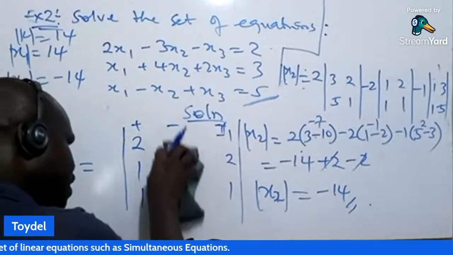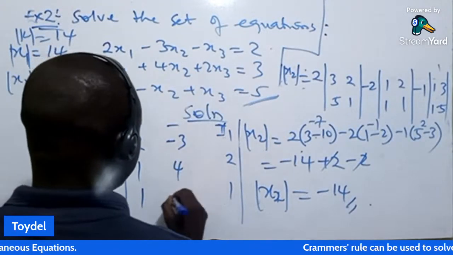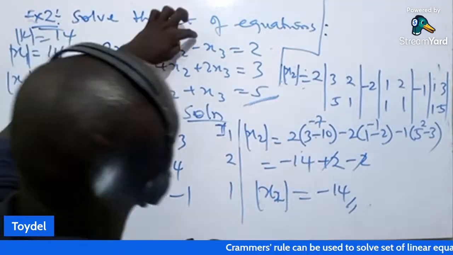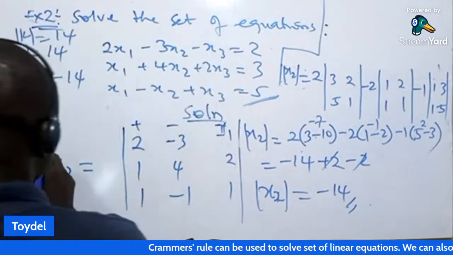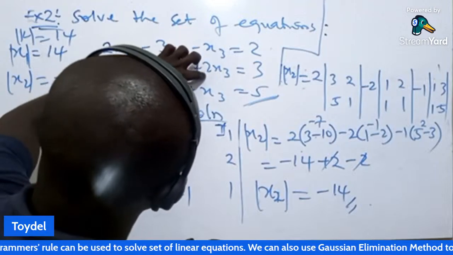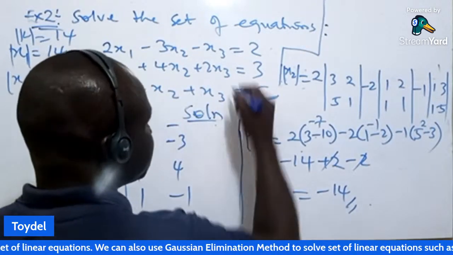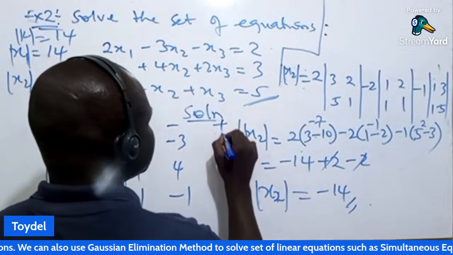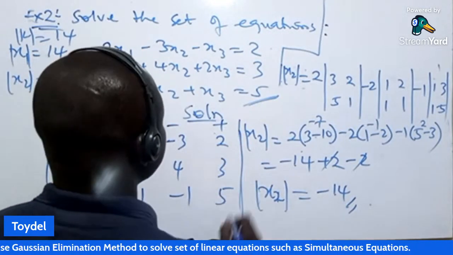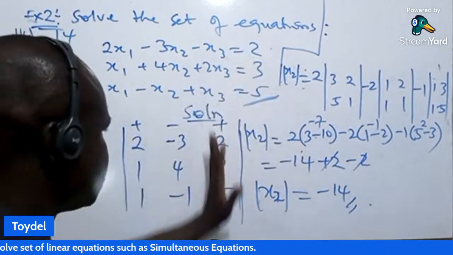So we first replace the coefficient of x2, which is -3, 4, -1. Instead of the coefficient of x3 now, because we want to find the determinant of x3, instead of using -1, 2, and 1, we are going to remove that. Then we replace it with the coefficient of the right hand side, which is 2, 3, 5, because we want to find the determinant of x3. We replace this right hand side with x3.